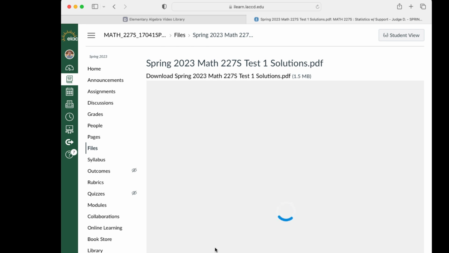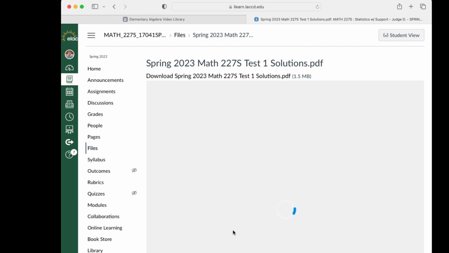As soon as it uploads, looks like it's 1.5 megabytes. So anyway, I don't know if you guys have gotten that, because I uploaded that last night. Let's see. Wonder how long that'll take. Okay. And I will be passing back your test one to you guys today as well.